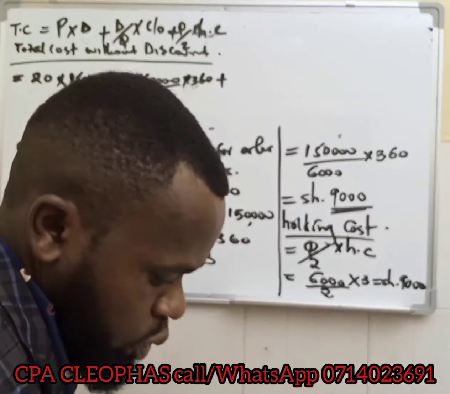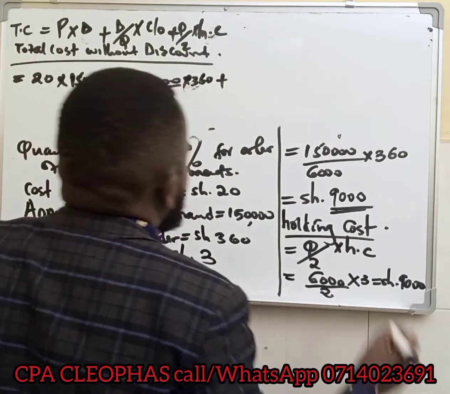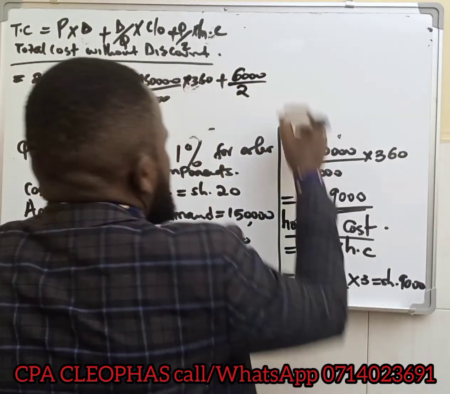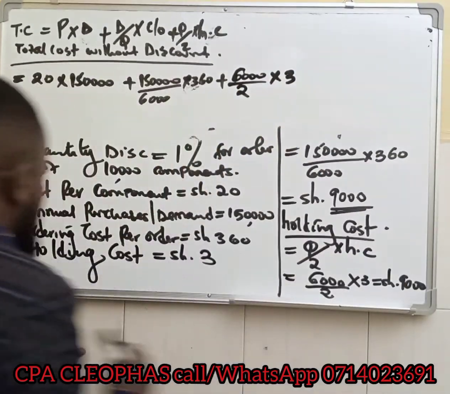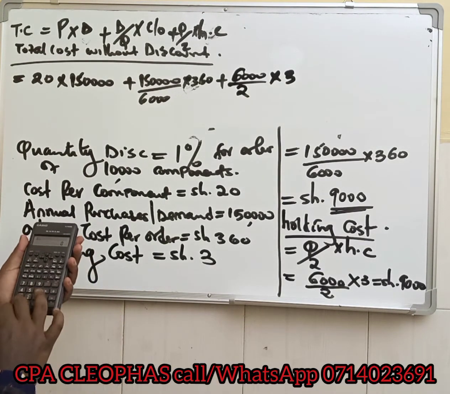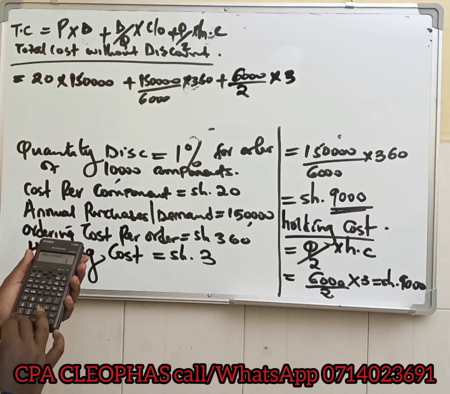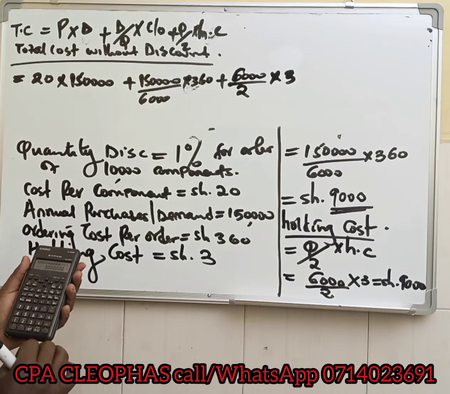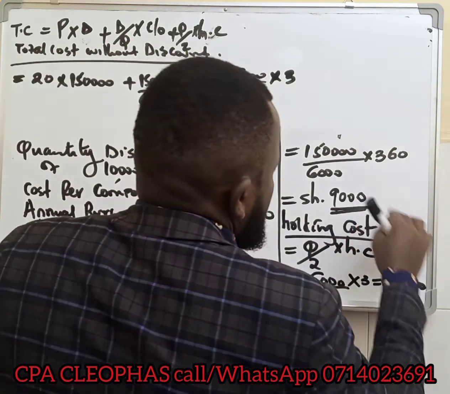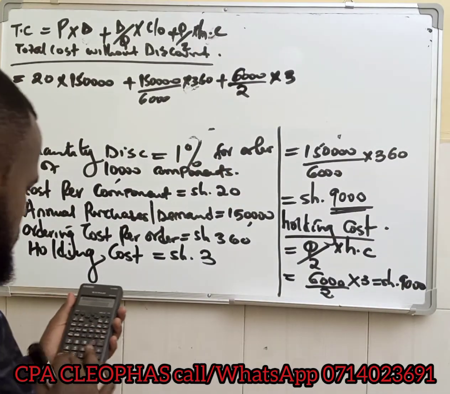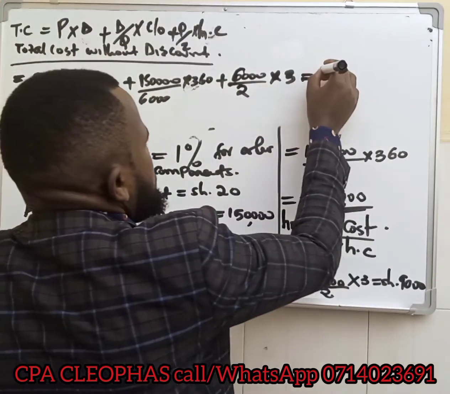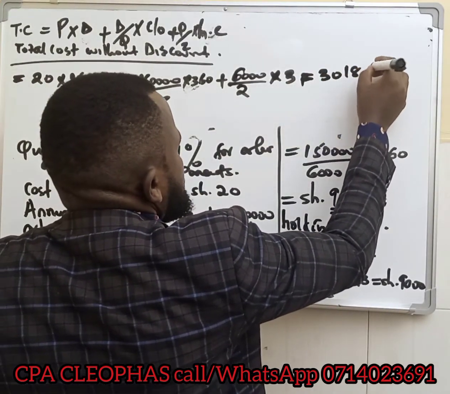Plus the holding cost, which is Q over 2, and our Q without discount, ordering at EOQ, is 6,000, times 3 shillings the holding cost per unit. So working this out, 20 times 150,000 is 3 million, plus we had here 9,000 and 9,000, so plus 18,000.